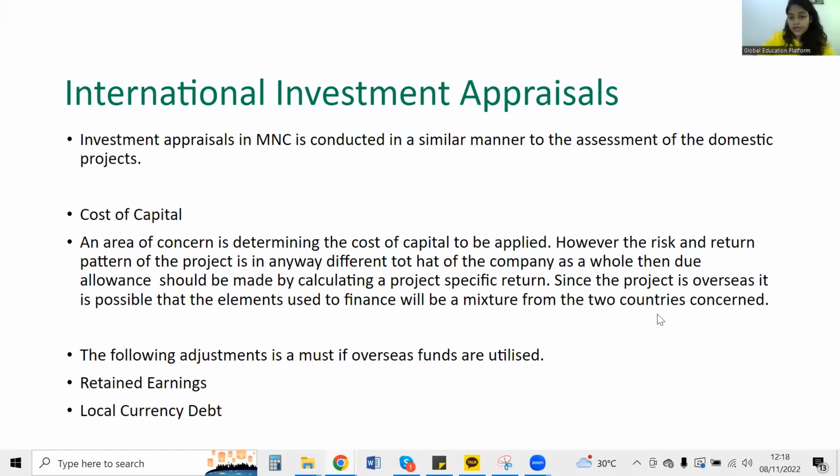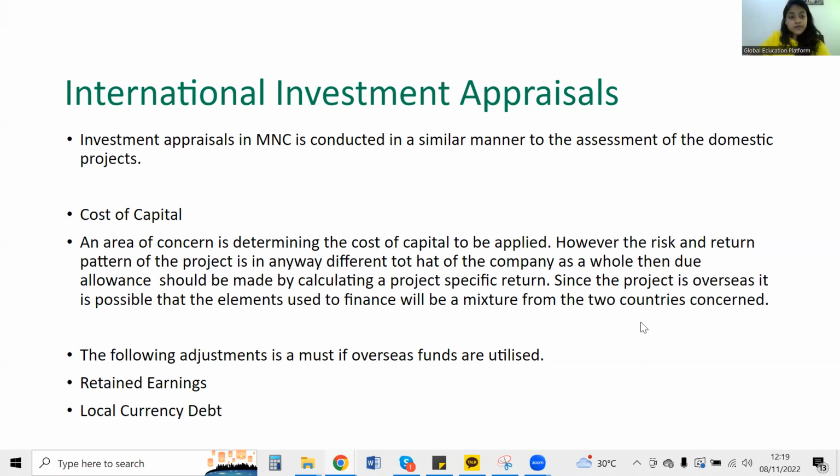International investment appraisal. Here we will be looking at the appraisal methods, the calculations, the formulas, the pros and cons, etc. Investment appraisal in multinational corporations is conducted in a similar manner to the assessment of domestic projects, because there cannot be a major difference. So there will be similar approaches, but the view would be different.